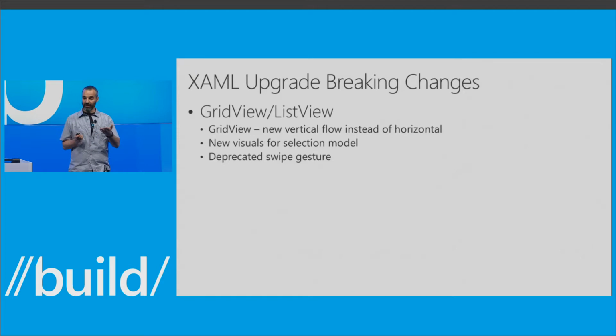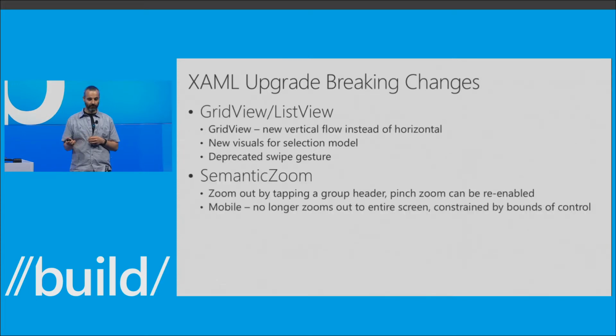And grid view, list view, I mentioned the top one already. The flow is different. But also there's some new visuals. The selection model has changed a bit. You used to get a check mark on the right side of the list items. Now there's a check box on the left side. The swipe gesture is now deprecated as well. Semantic zoom is now converged, and you zoom out by tapping on the group header.